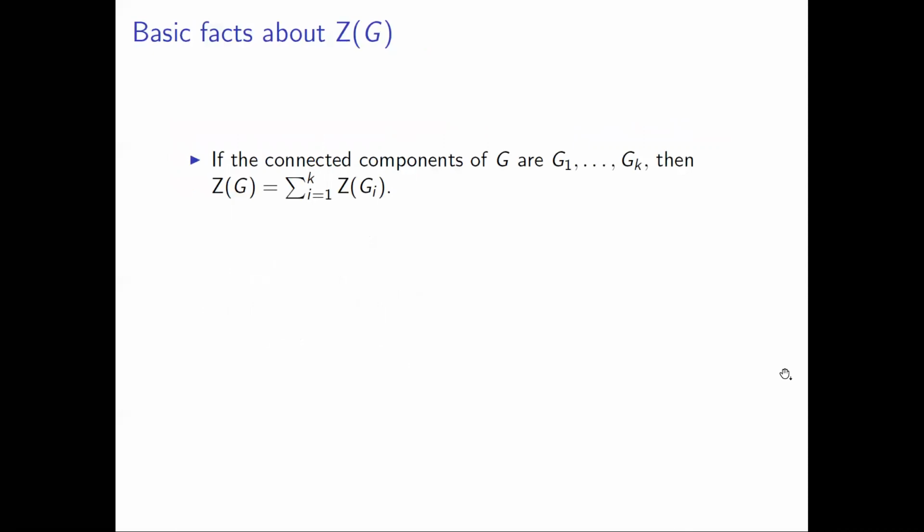So let's discuss several basic facts about the zero forcing number. First fact, if we have a graph with multiple connected components, then the zero forcing process in one component has no effect on the zero forcing process in another component. So the zero forcing number of the whole graph is just the sum of the zero forcing numbers of each of the components.